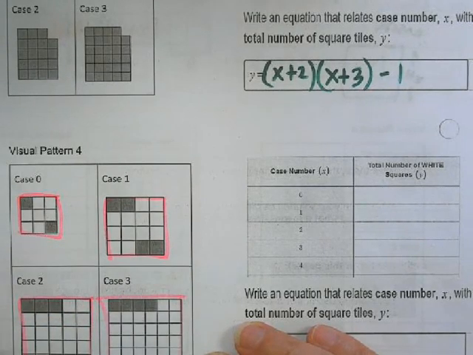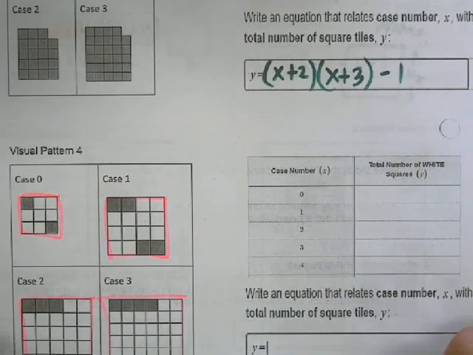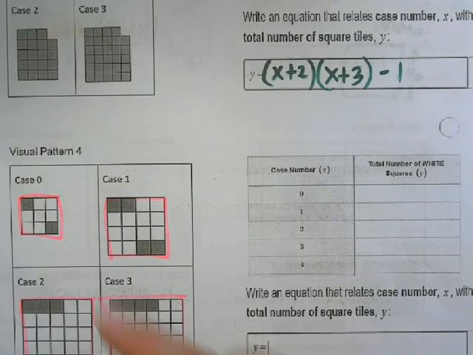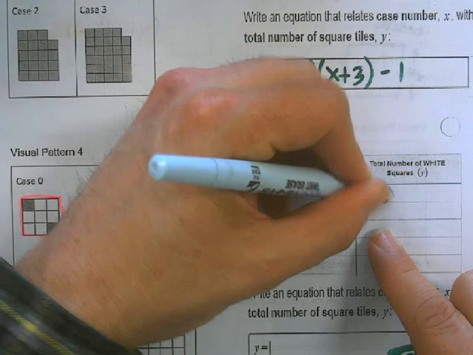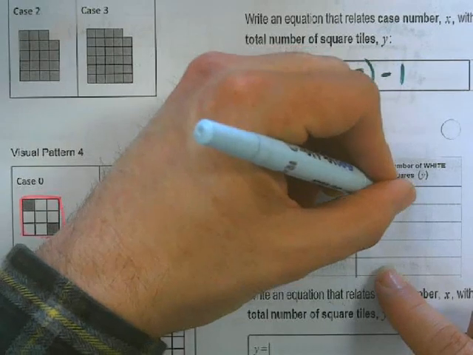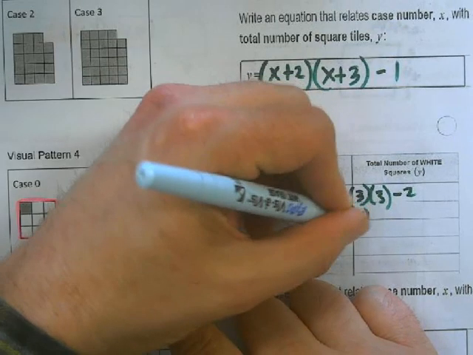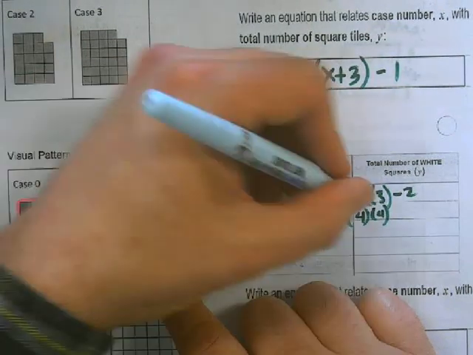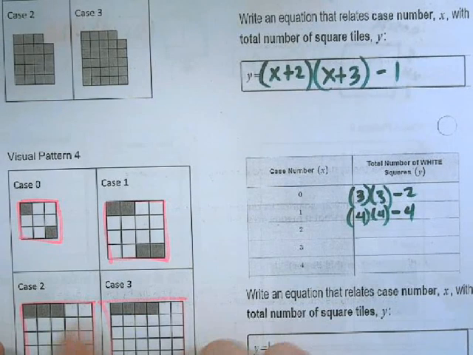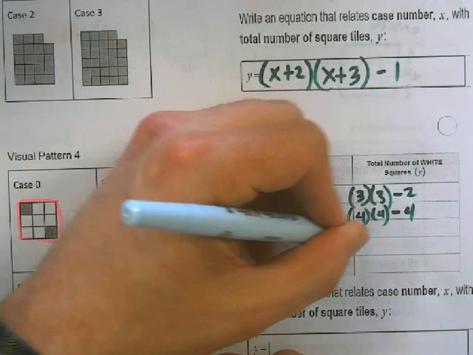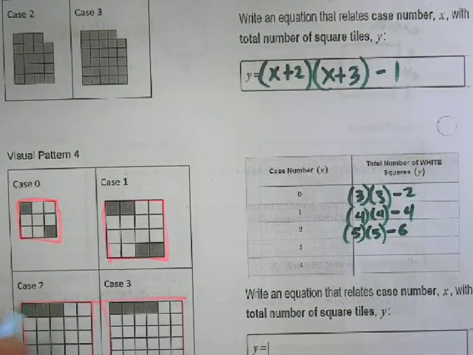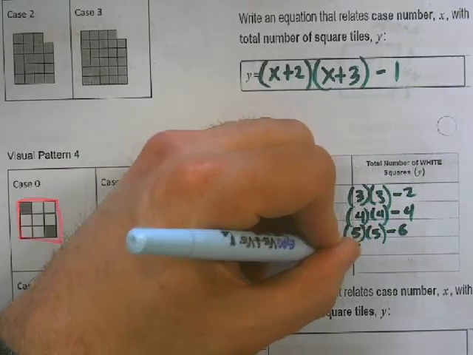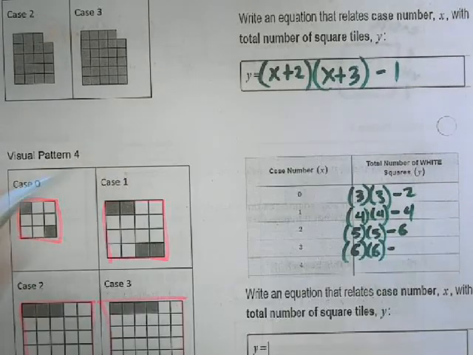And we keep having to take away stuff. So in this square, I've got a 3 by 3. So 3 times 3, and we're taking away 2. In this one here, we've got a 4 times 4, and we're taking away 4. And over here, we've got 5 times 5, and we're taking away 6. And here we've got 6 times 6, and we're taking away 8.